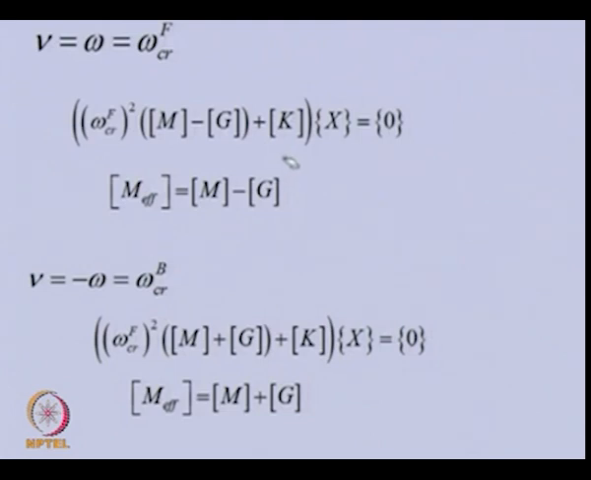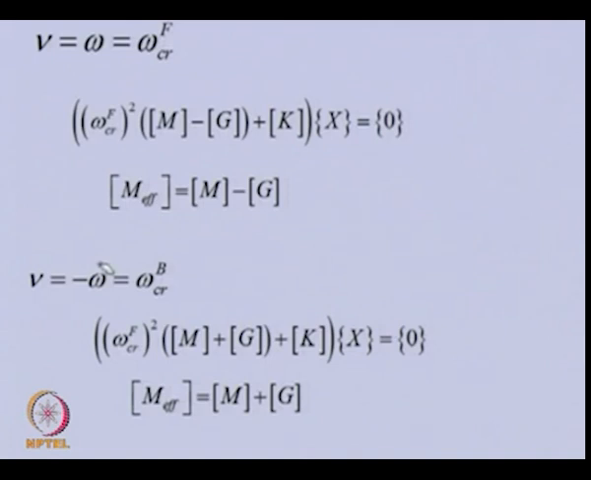Effective mass is getting decreased, so we expect that the critical speed will be increasing, and that we have already seen: the forward critical speed increases as compared to the backward critical speed.